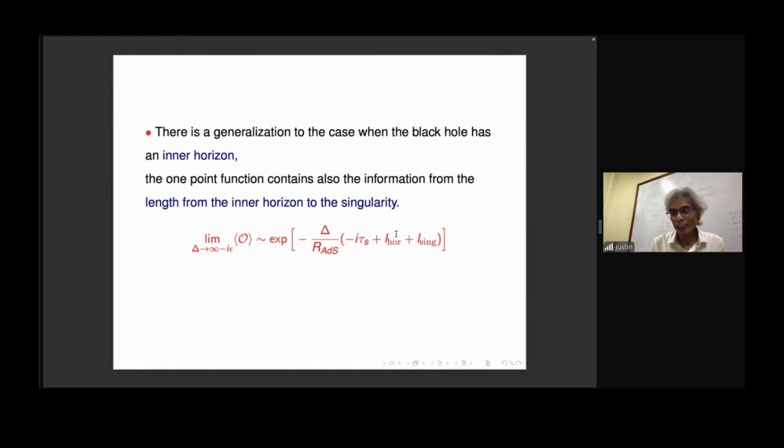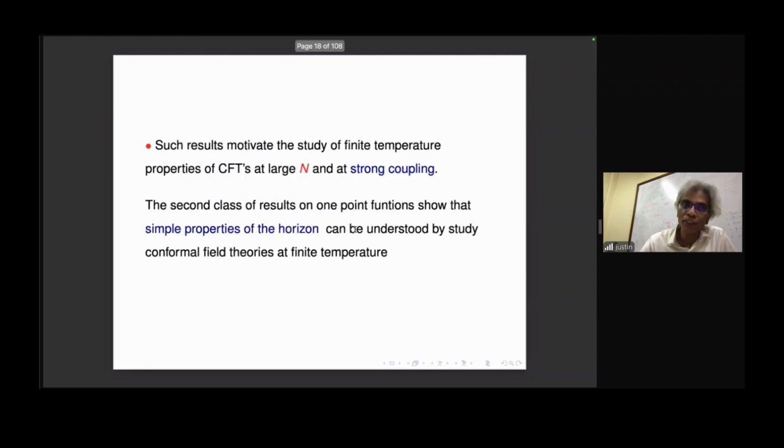Of course, it is very provocative to think about this from the CFT and see if at all one can understand it. And actually, that is what motivated us to get into all these problems to study CFT one-point functions. So such results motivate the study of field theory properties at large N and strong coupling, because it gives us information about the geometrical properties in gravity. And in fact, the second class of results, the results about one-point functions, show that even simple properties of the horizon can be understood by studying conformal field theories at finite temperature.